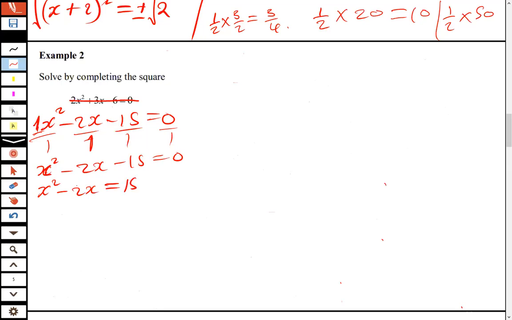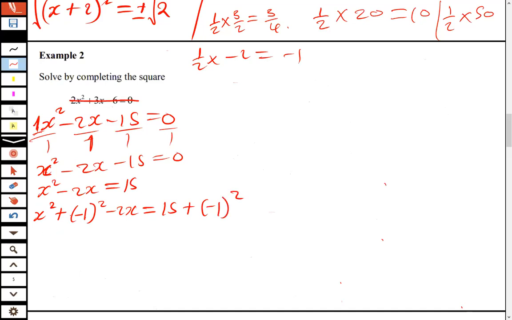And then once we have this, we are going to find half of -2. So half of -2 is the same as multiplying half times -2, which is just -1. So we're going to have x squared, plus, and then half of -2, which is simply -1, and we square this, minus 2x is equal to 15. Whatever we added to this side, we also have to add to the other side.